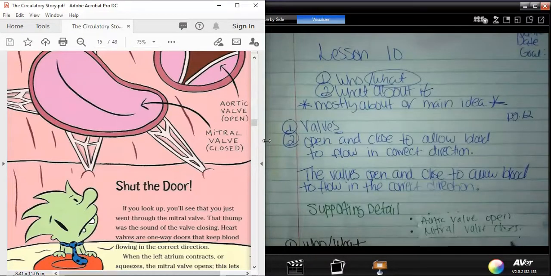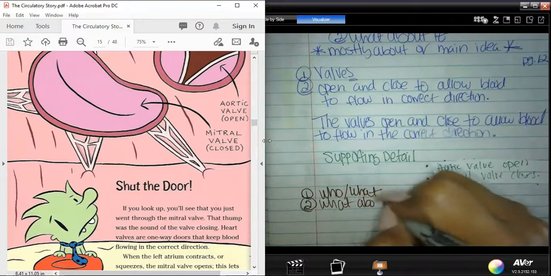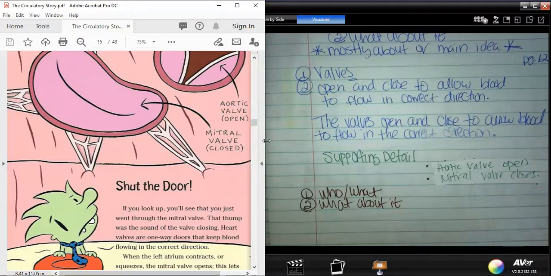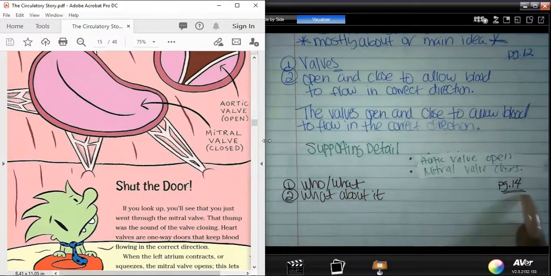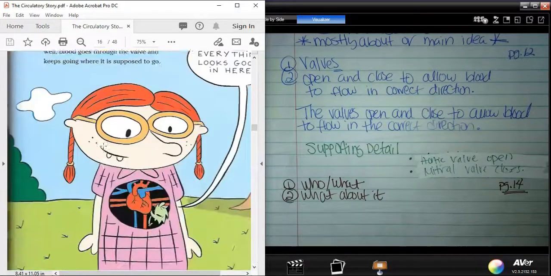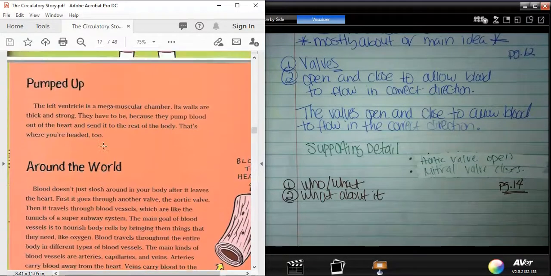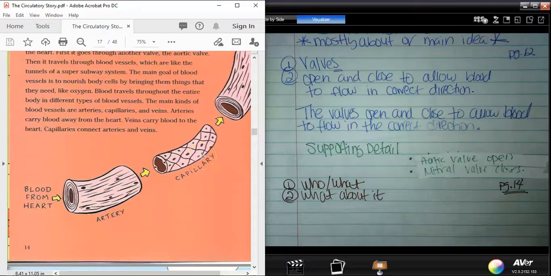And what else? What about it? So let's go ahead and write it. What about it? Now, the page that I want you to work on when you get to class is going to be page 14. So what page are you going to be working on? Page 14. So page 14 looks like this. So we were on page 12, 13, and page 14 is the one that starts with pumped up and it talks about around the world. Remember to look also at the illustrations. A good reader always goes back and rereads.